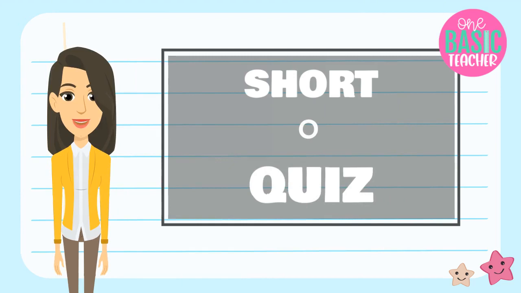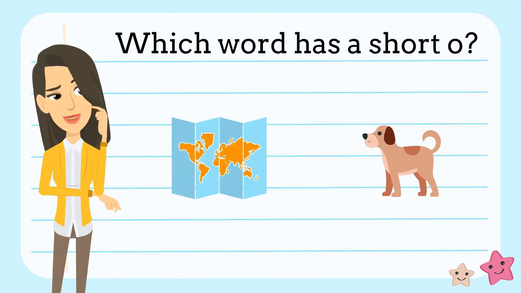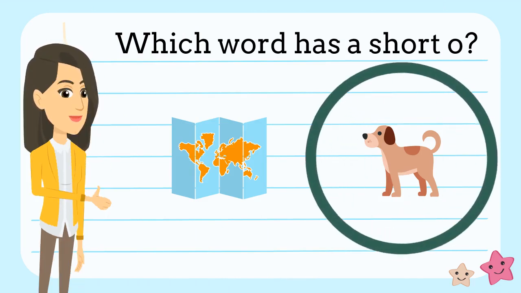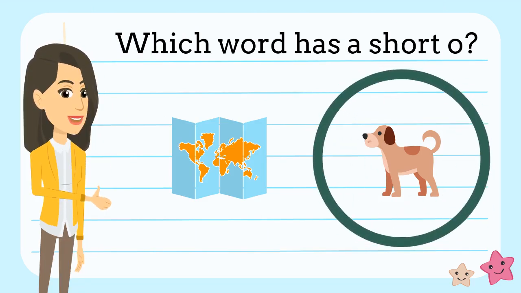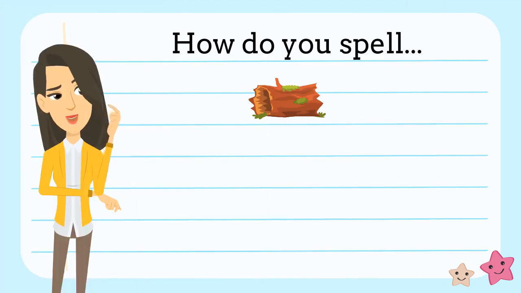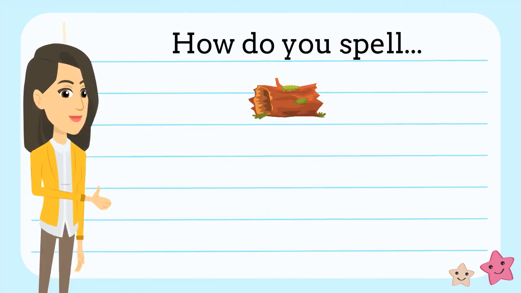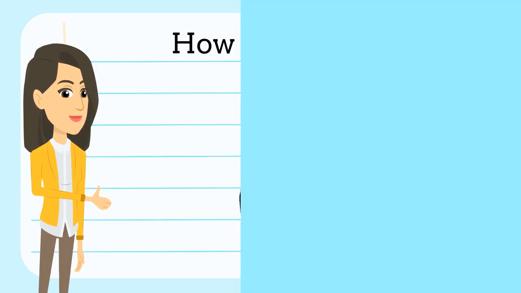Now that we've learned about the short O sound, let's see if you can answer these questions. Which one of these words has the short O sound in it? Map or dog? You're right. Dog has a short O in it. I wonder how you spell log. You're right. You spell it L-O-G.